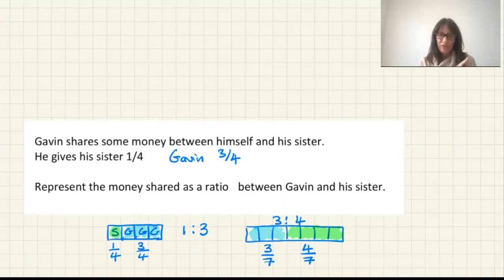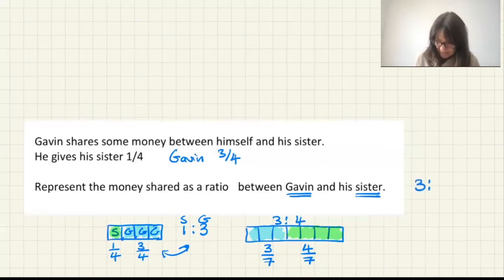Now, one last thing before we move away from this question, we've got to represent the money shared as a ratio between Gavin and his sister. So it's really, really important that I'm writing Gavin's value and then his sister's. So here, whilst we were talking about it, because the sister was first in the diagram, I wrote the sister first in the ratio. Well, I couldn't give that as an answer. That would lose me a mark, because in the question, it clearly says Gavin first. So his number needs to go first. So I would be writing 3:1 as a final answer for that style of question.